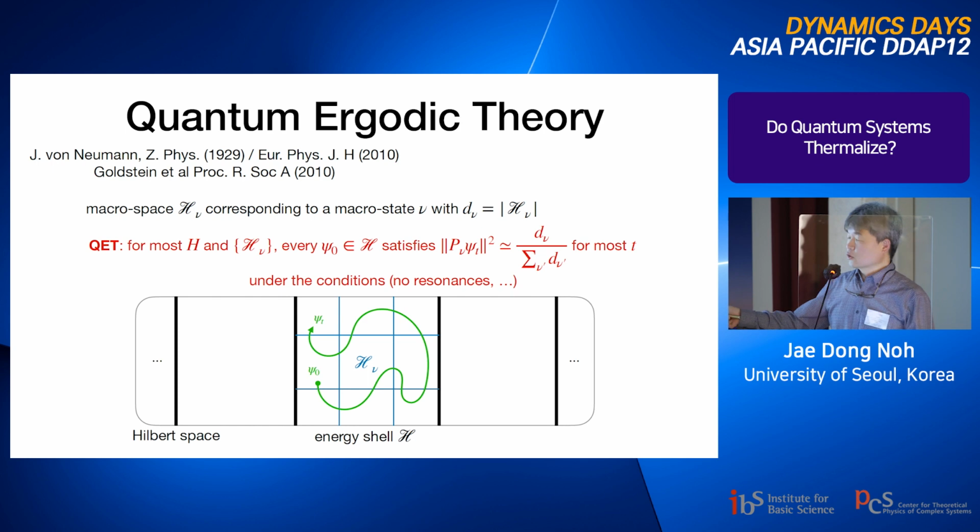Actually, this is not automatically satisfied. There are many conditions. For example, the system should not have any energy degeneracy. In addition to that, there is another condition on the size of the macro states. The total Hilbert space dimensionality should be very large, and the size of each macro subspace should also be large enough. In that limit, he proved this quantum version of ergodic theory.